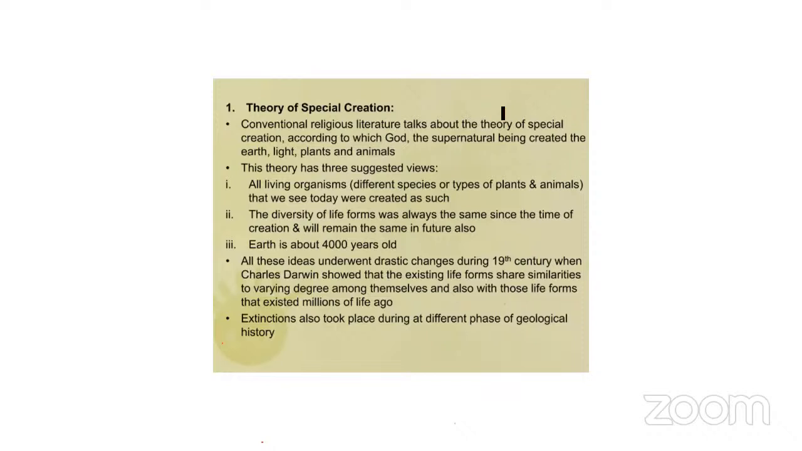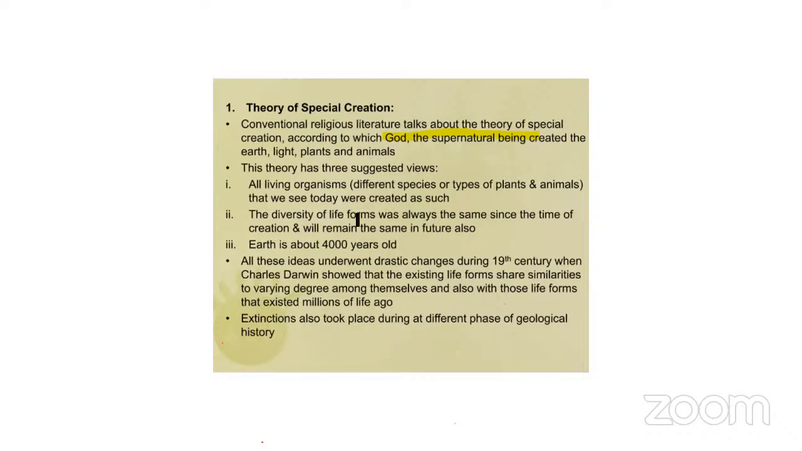Conventional religious literature talks about the theory of special creation, according to which God, the supernatural being, created the earth, light, plants, and animals. This theory has 3 suggested views. All living organisms, different species or types of plants and animals that we see today were created as such. The diversity of life forms was always the same since the time of creation and will remain the same in future also. Earth is about 4,000 years old.